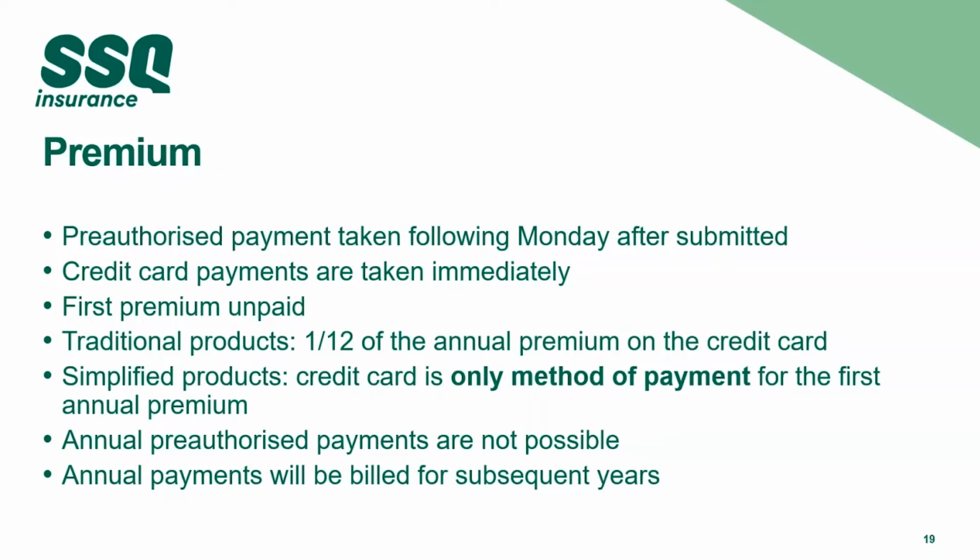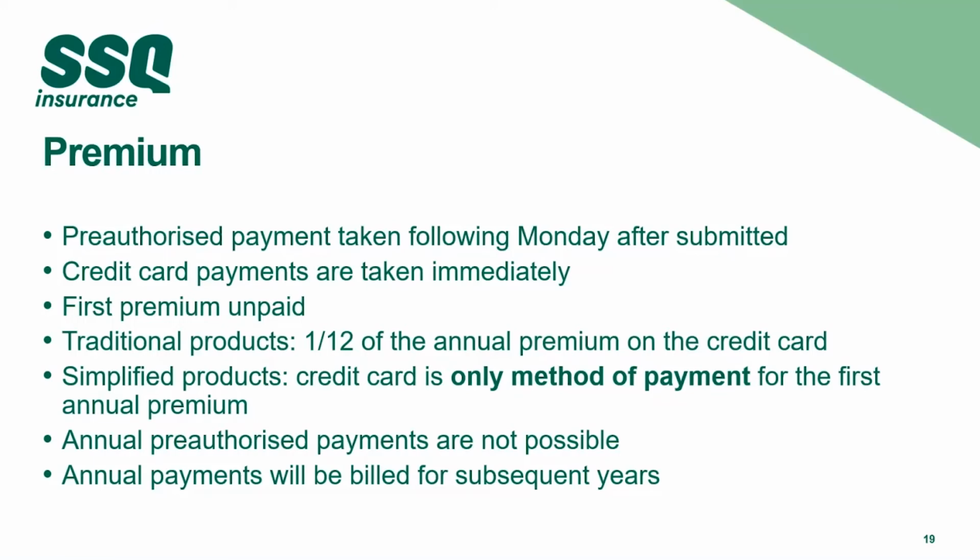There's a difference in the credit card payments that I want to clarify. In the traditional product, we allow a maximum of 1/12 of the annual premium. For the simplified products, if the client chooses to pay the first premium annually, the credit card is the only method for the first annual premium. We do not allow annual credit card payments for the traditional products, but since the simplified products are issued immediately and we need the first premium to issue, it's allowed.